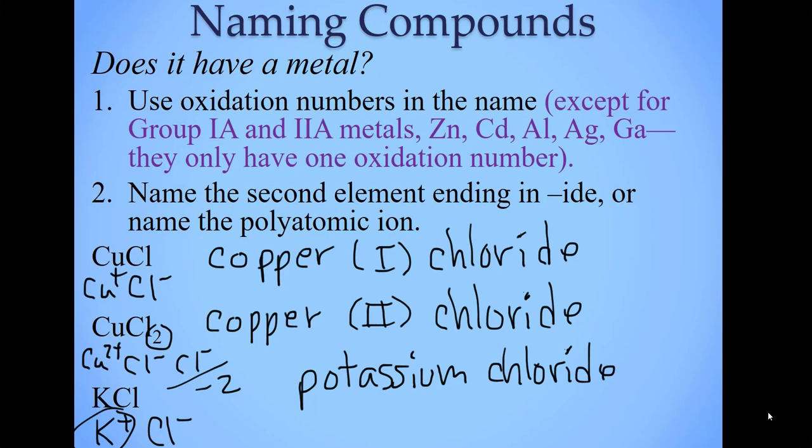Except for if you have a group 1 or group 2 metals. So you should always plan on putting the oxidation number in unless it's one of these exceptions. Okay, let's do a few more so that you can get used to this naming. So the first thing I need to look and see is, does it have a metal? And this first one we have NiO, it does have a metal.